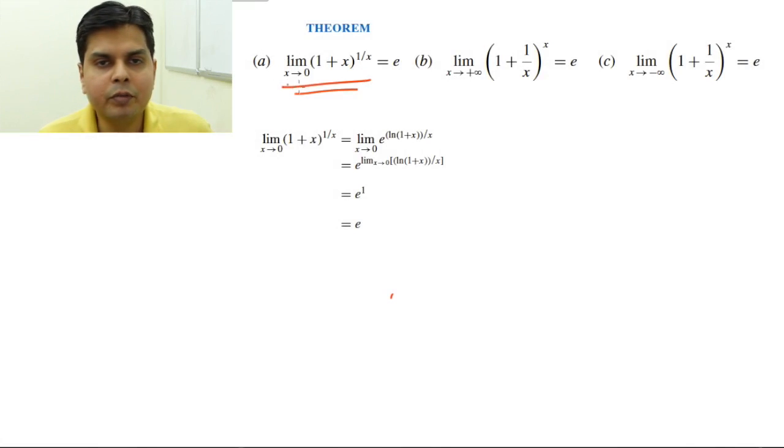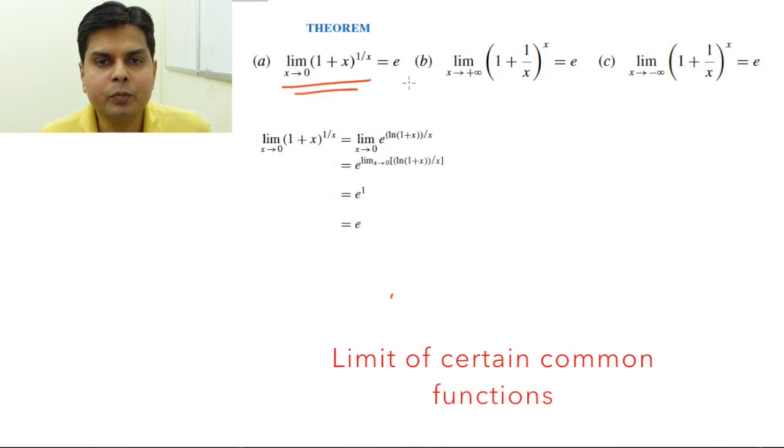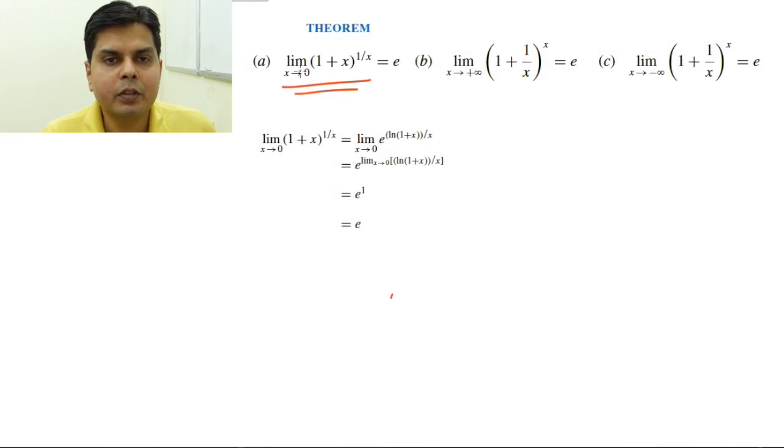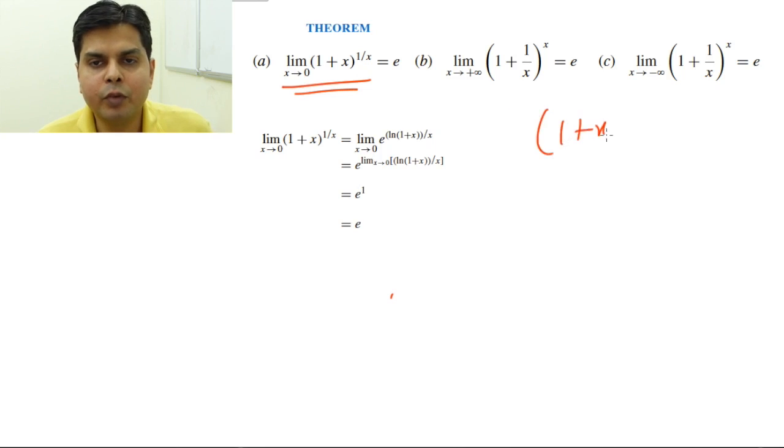Using L'Hopital rule, we can derive these three theorems and they are very useful. Suppose first of all you have to find the limit as x tends to 0 of (1 plus x) to the power 1 by x. Now you see that as x tends to 0, this is of the form 1 to the power infinity. So we should make use of the exponential or the natural logarithm.